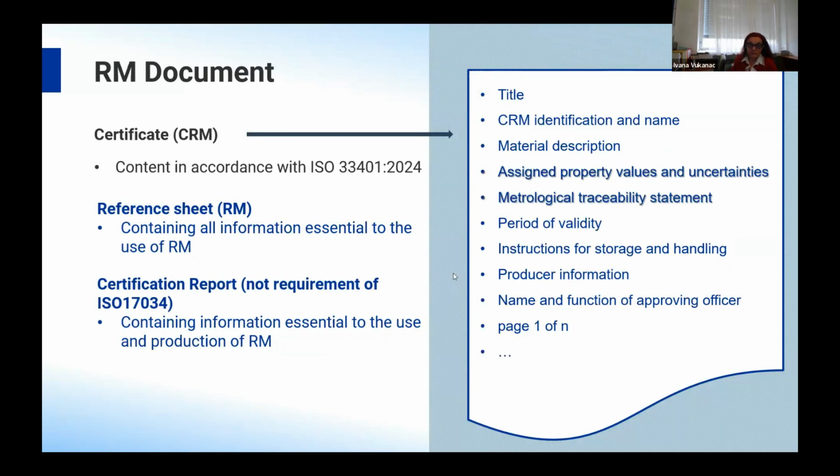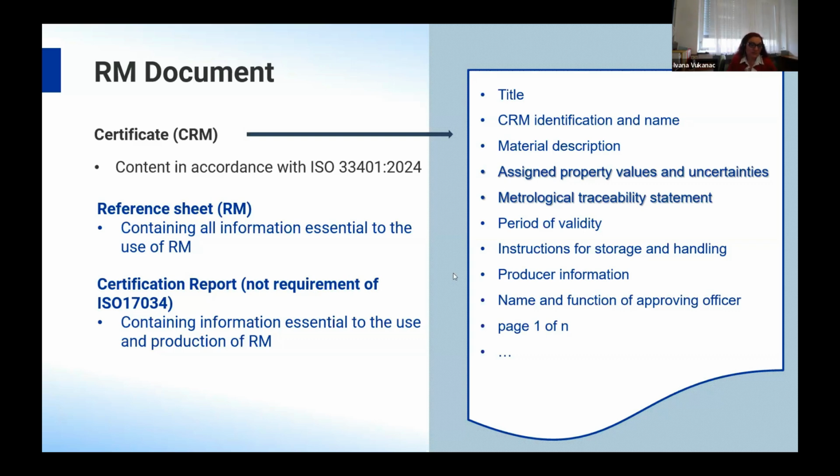Now we are going to, let's say, administrative work, since the certified reference material is not complete without the reference material documents. What are these documents? First, it is the certificate containing all relevant information on certified reference material, including assigned value with associated uncertainty and statement of metrological traceability.